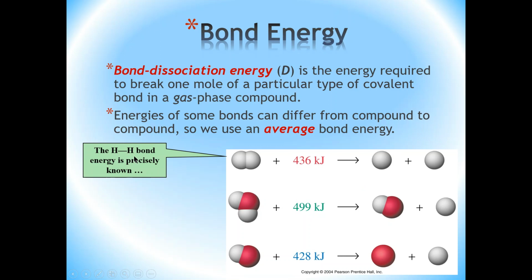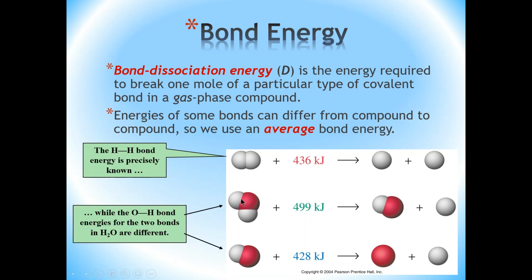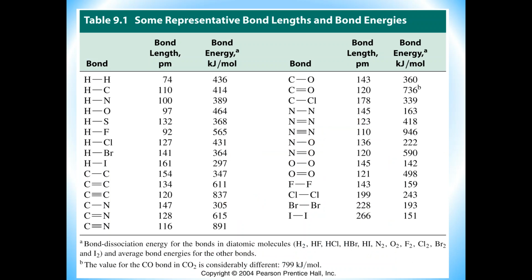Now, in the case of the hydrogen to hydrogen bond, that value is precisely known. No problem in terms of determining that value. However, for the oxygen to hydrogen bond, as you can see, it depends on the nature of the compound itself, because the energy required to break one bond here is not the same as the energy required to break the second bond here. All right. So because of those differences in terms of the energies, as they differ from compound to compound, what we do is use an average bond energy to give us an idea as to how strong a typical bond, for example, OH, is. Okay, so that gives us this table right here.